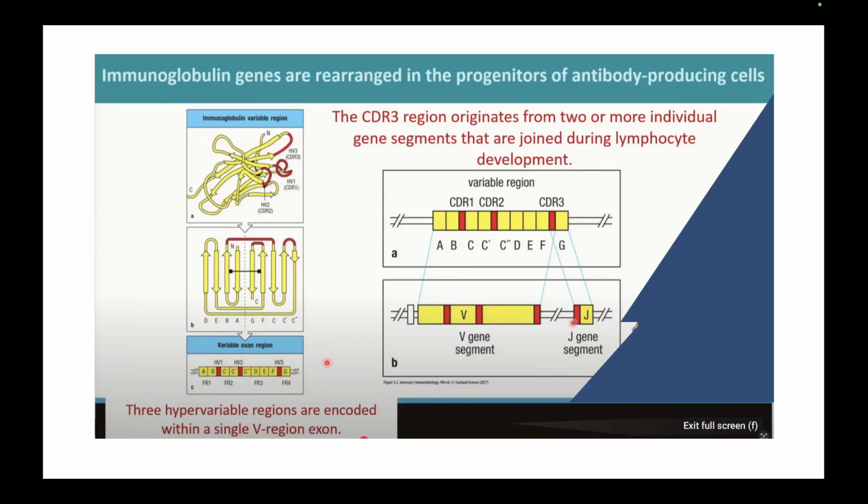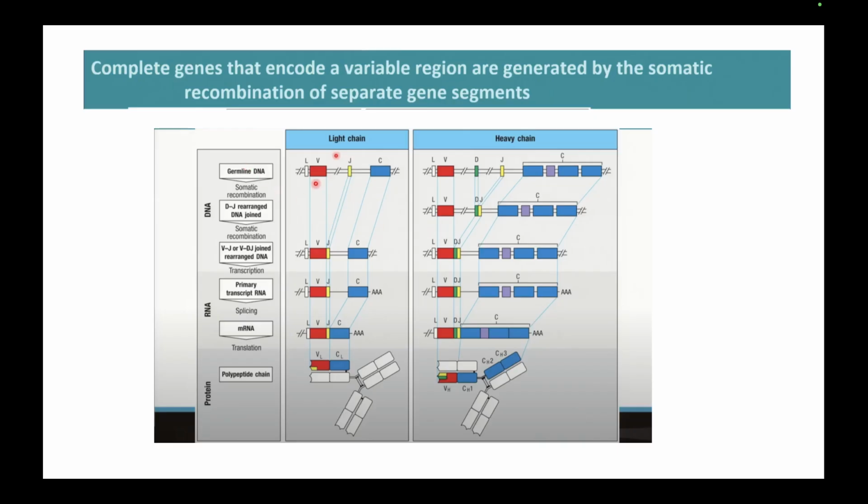Here, if this is the original genomic segment with CDR1, 2, 3, you will see this kind of structure with all the exons, and introns present in between. This is called a V segment, and this is called a J segment. So this is VJ, and this is the constant region of the entire gene. This is the germline DNA, in the light chain and the heavy chain.